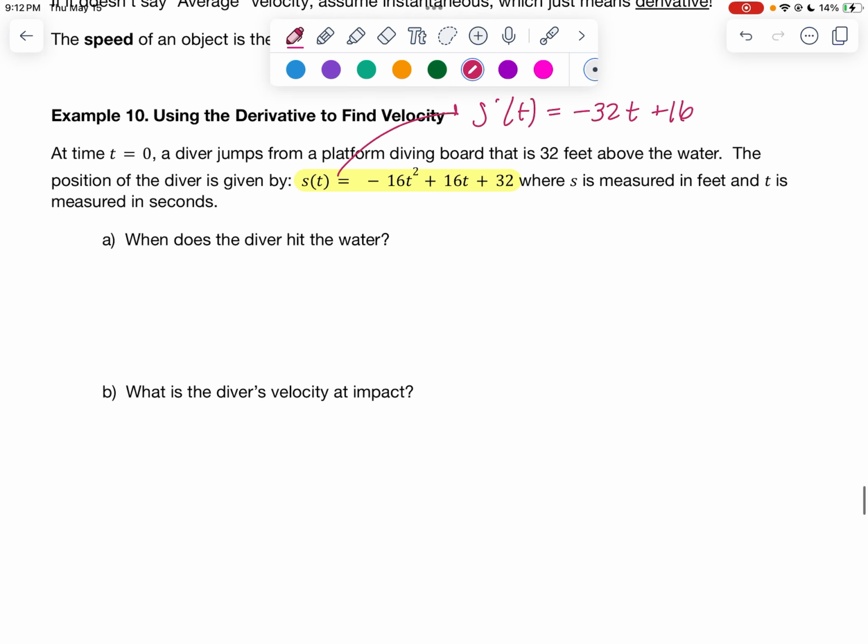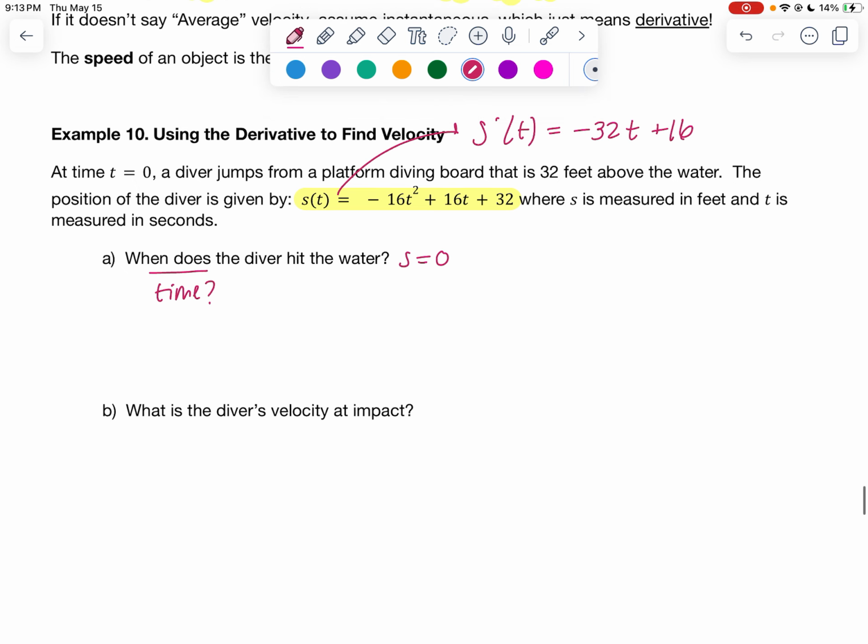So the first question asks, when does the diver hit the water? At the position, when is s equal to 0? We're looking for the time. So I'm going to take my s of t function and set it equal to 0. So I get 0 equal to negative 16t squared plus 16t plus 32, and I'm going to solve for t.